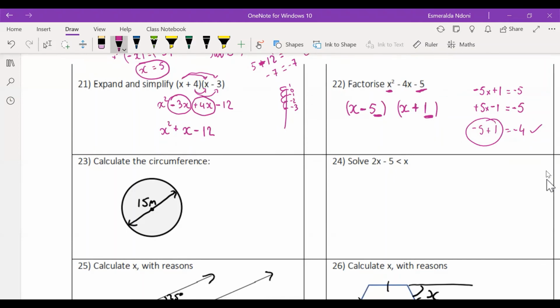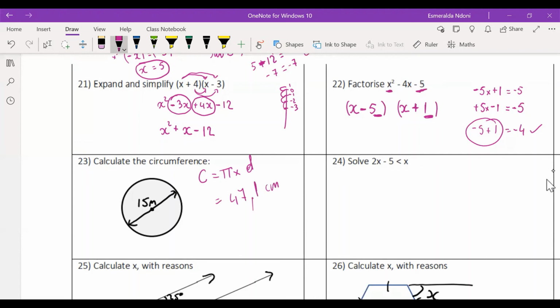Question 23. Calculate the circumference. We know that now for circumference is pi times diameter. I'm just going to put the answer there, and you are going to do gelosia for it. So when you send me the pictures, I would need to see your gelosia method. So the answer for this question, for the circumference, would be 47.1. As I'm saying to you, I need to see the gelosia method when you get this question.